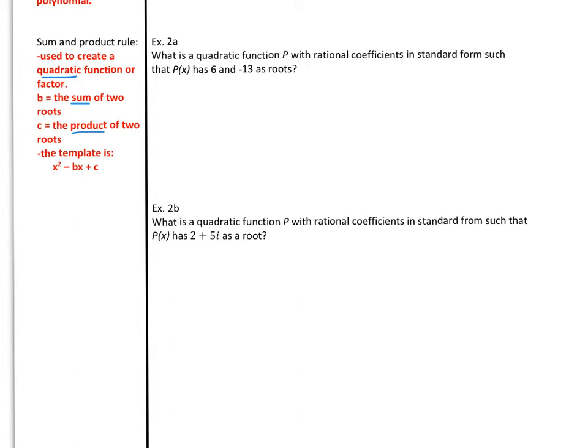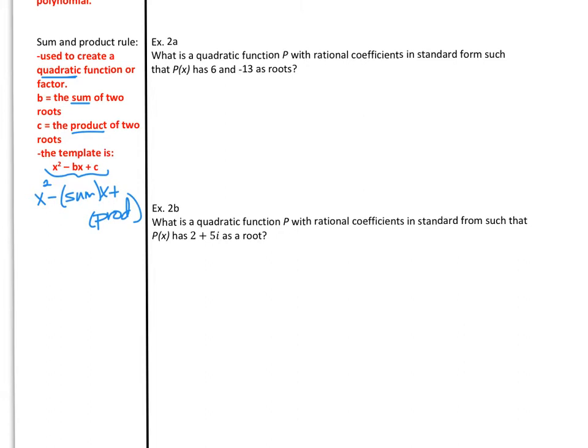This is the template that we use. This will work to create a quadratic function or factor when a equals 1. So notice I don't have another coefficient in front of x squared. We read it as x squared, and it's always minus, and then depending on what the sum is, that may change. But then the template's always plus the product. So x squared minus the sum times x plus the product.